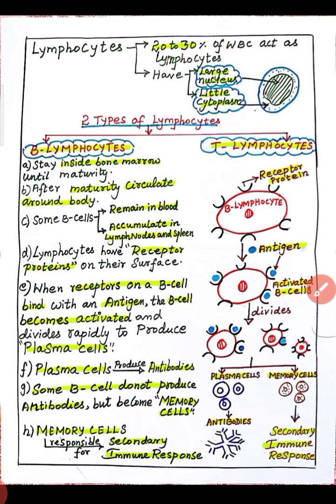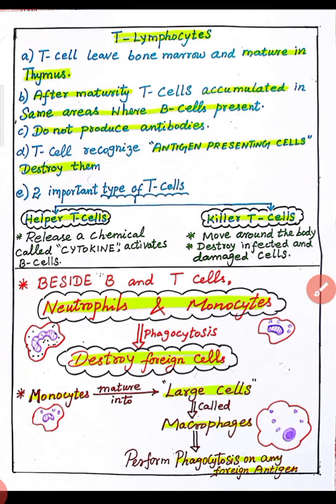Got it? Yes. Next we are going to see about T lymphocytes. T cells leave the bone marrow and mature in the thymus.